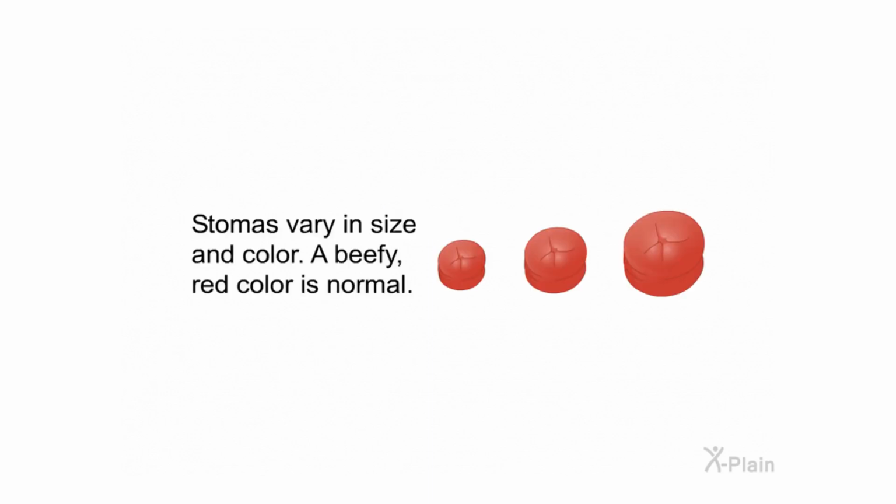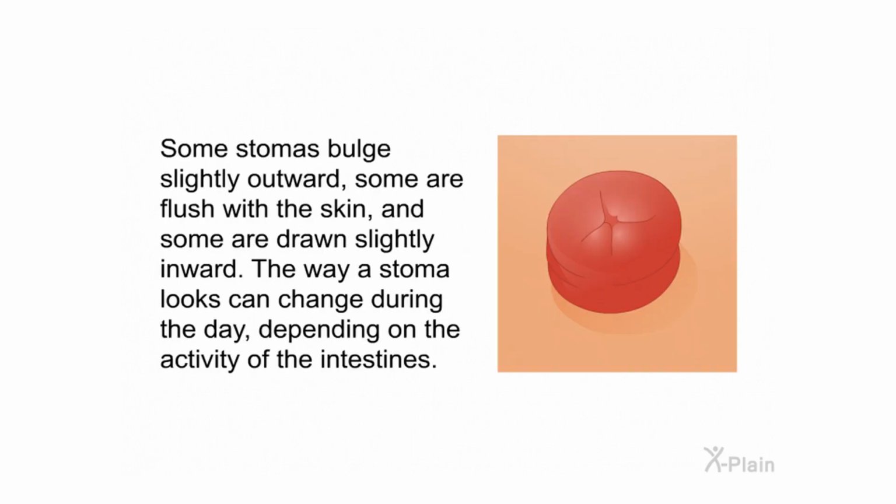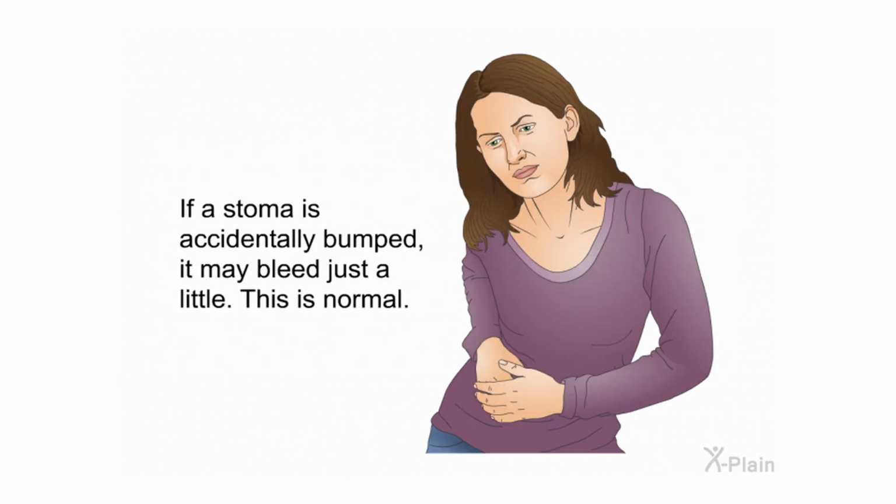Stoma care. Stomas vary in size and color. A beefy red color is normal. Some stomas bulge slightly outward, some are flush with the skin, and some are drawn slightly inward. The way a stoma looks can change during the day, depending on the activity of the intestines. If a stoma is accidentally bumped, it may bleed just a little. This is normal.